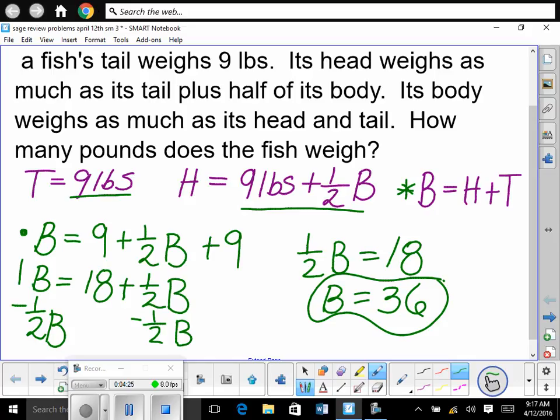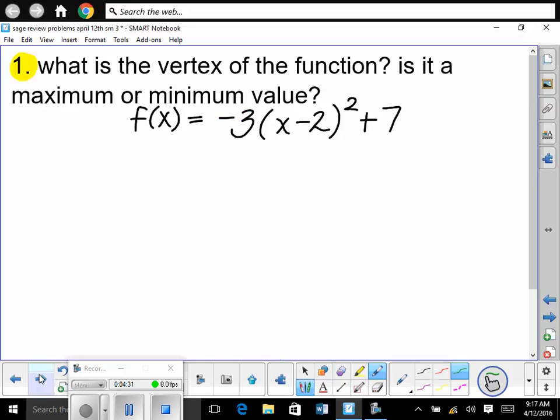Okay, we're all good? The rest of those problems are very much like that. So try them. Okay, moving on. So here's our first problem. This is a stage review problem. You need to write it down quick. This is going to help you with the pages you're working on today. It says, what is the vertex of the function? Is it a maximum or minimum value? So just write down that function real quick, and then we'll go ahead and do it. Okay, so it says, what is the vertex?